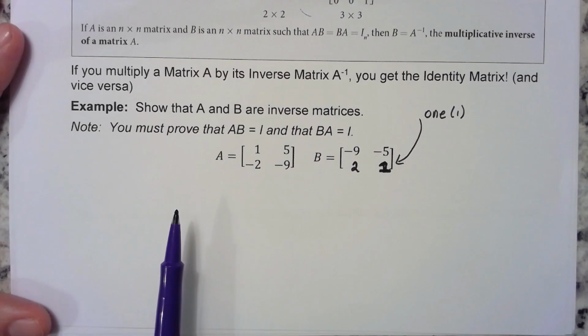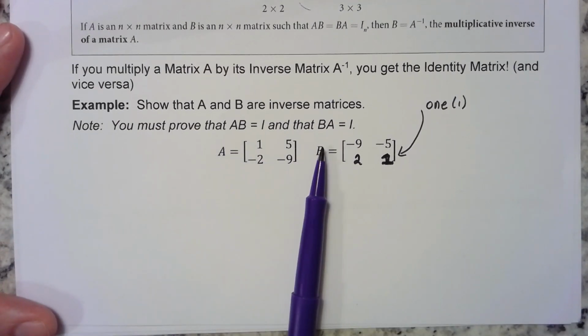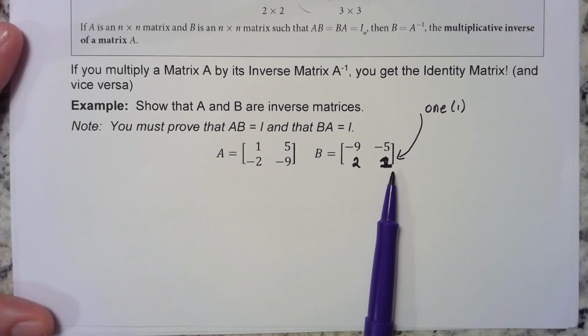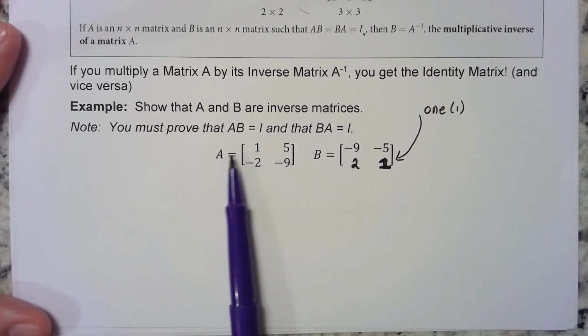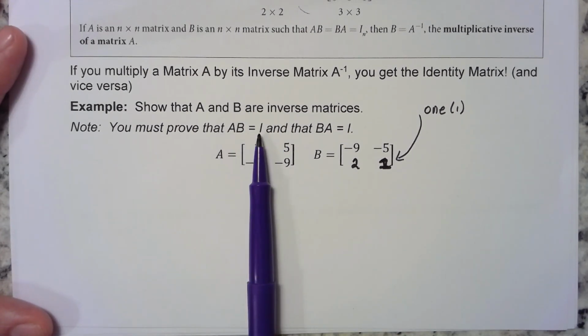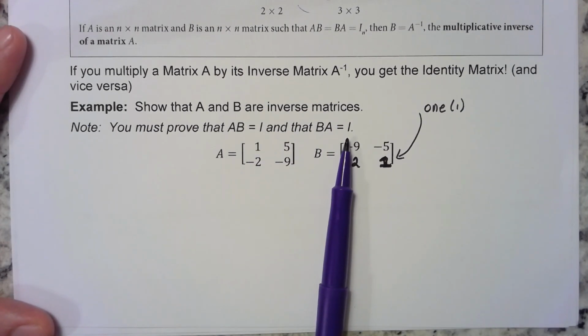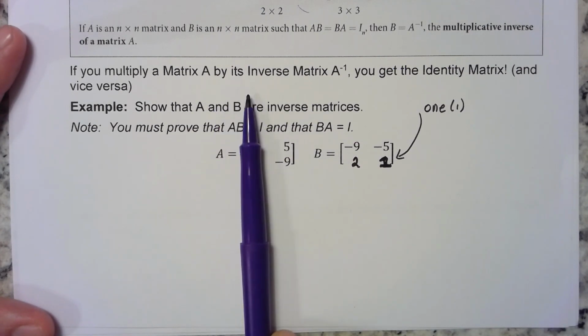Here we have matrices A and B, and I did have a little correction here. This is a 2 and this is a 1. I'm not sure if I corrected your note, so just make sure. We want to prove that AB is equal to the identity and BA is equal to the identity. If we can do that, then we have proven that A and B are inverse matrices. So let's multiply A times B.